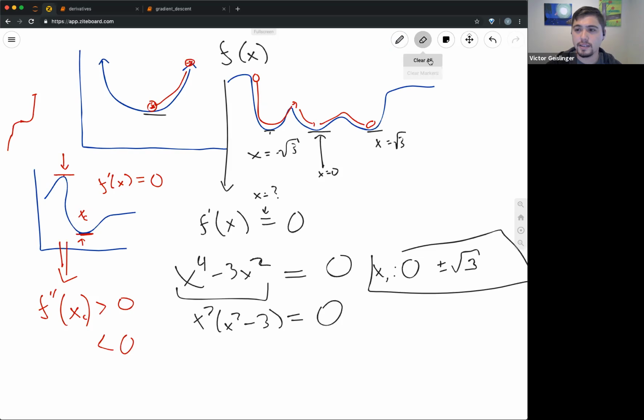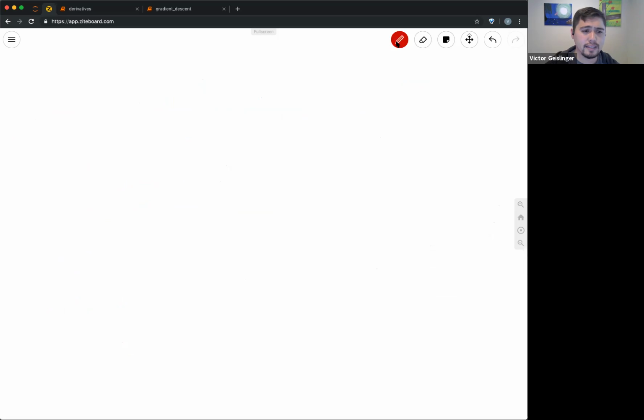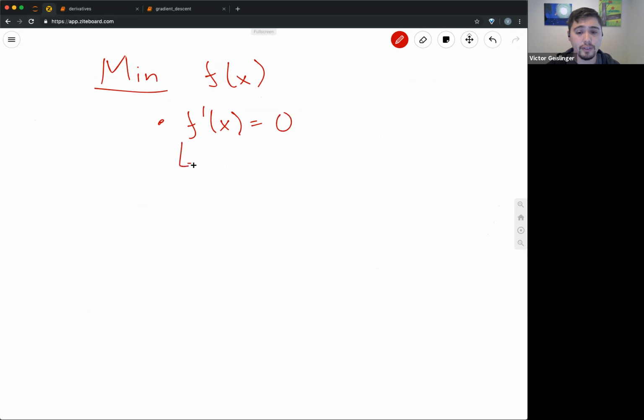Okay, cool. And just to quickly iterate, it's really simple steps. If I wanted to find a minimum value, which is what it's going to be for gradient descent, you start off with f of x. Step number 1, f prime of x is equal to 0. And that will give you solutions when you solve for it.